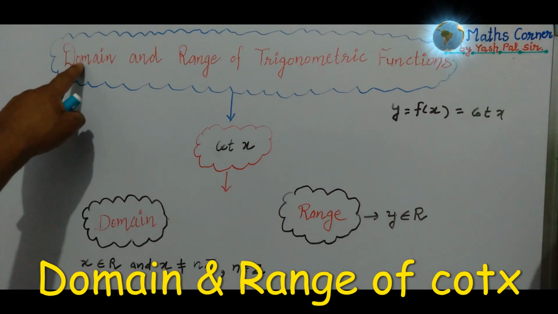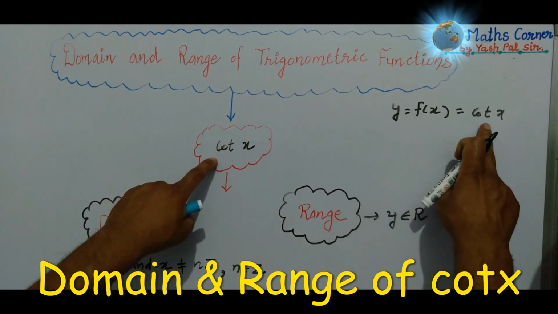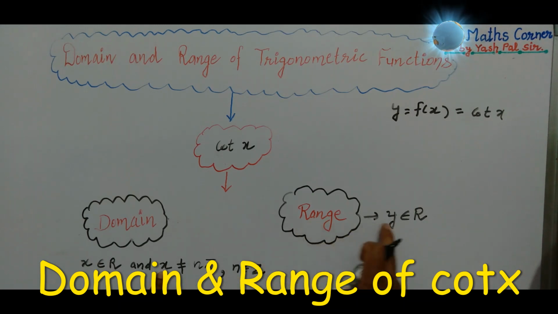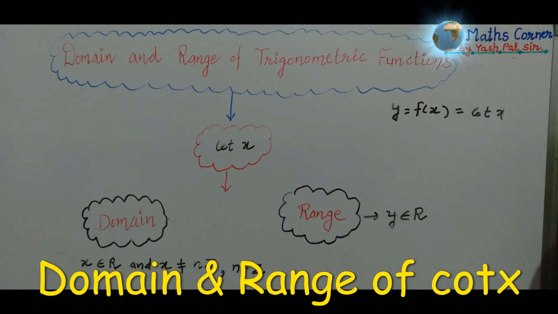Similarly, domain and range of cotangent x, y is equal to f of x is equal to cotangent x. Here domain is the set of all real numbers, but x cannot take the values n pi, where n is an integer, because at these values of x, cotangent takes the value infinity, not defined. Y, that is range of cotangent x, is the set of all real numbers.